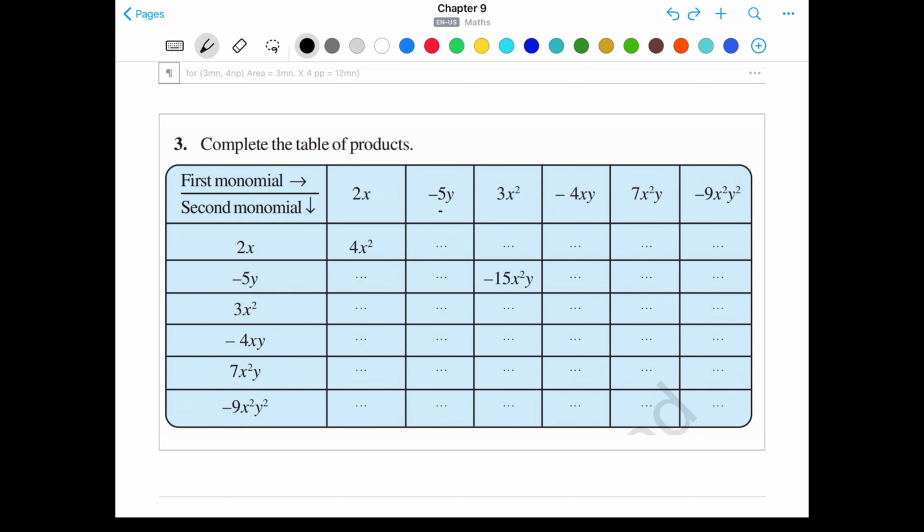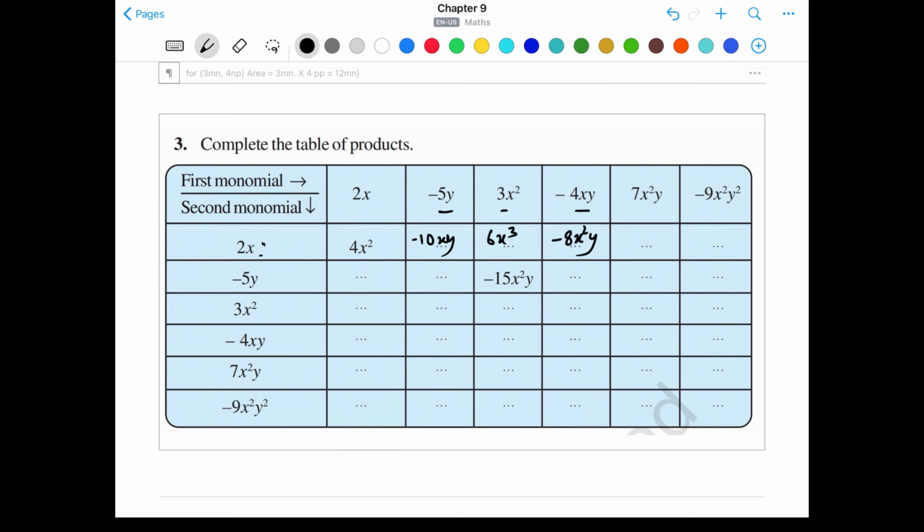So here we have 5 minus 5y multiplied to 2x will give us minus 5 into 2 will give us minus 10. X into y is xy. Okay, then we have 3x square, this 3x square into 2x will give us 6x cube. Next is minus 4xy into 2x will give us minus 4 into 2 will give us minus 8. X into x will become x square, then we have a y.